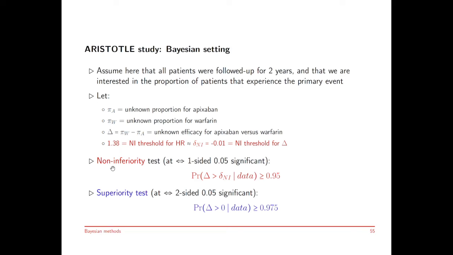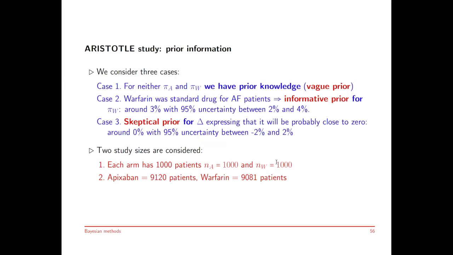The original non-inferiority test, which was done at a one-sided 0.05 significance, is translated into a posterior probability that delta is bigger than this difference; that posterior probability should be bigger than 0.95. And for the superiority test, which was originally done at a two-sided 0.05 level, we demand that the posterior probability that delta is bigger than 0 should be bigger than 0.975. And we consider 3 cases. The first case, that we don't have prior information, then we use a vague prior.